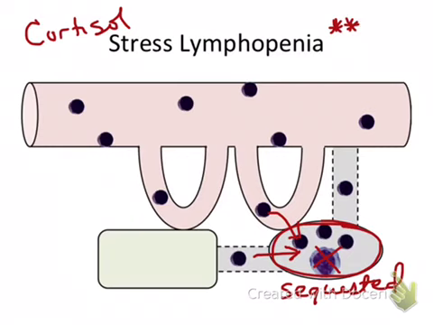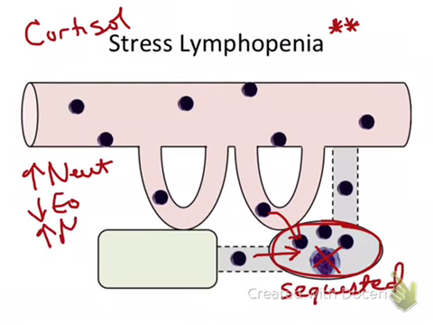Other things that you may see that can occur with a cortisol response is a neutrophilia, an eosinopenia, and a monocytosis. And that's on the CBC. On the chemistry, there might be a hyperglycemia or increased glucose concentration.